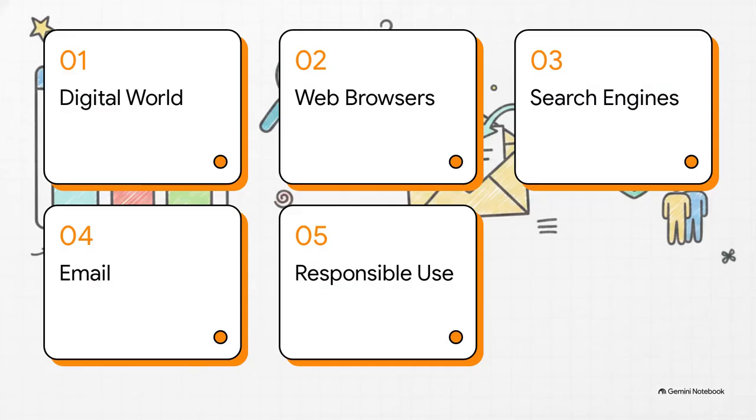Here is our roadmap for today's explainer. 1. Navigating the digital world. 2. Web browsers. 3. Search engines. 4. Email. And 5. Responsible digital citizenship. Let's get right into it.